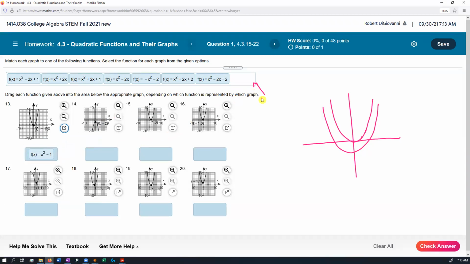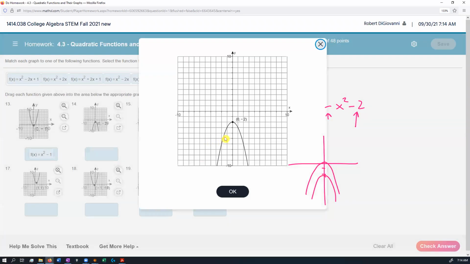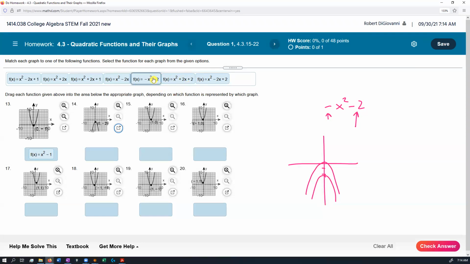And then let's see. This one here looks like a parabola because it has a negative in front of the x squared. That means it reflects it over the x-axis, so it opens down. And then down 2 means move the whole thing down 2. So it should look like that, which looks like this one. Yeah, that looks like it's been moved down 2. So that one should go here.